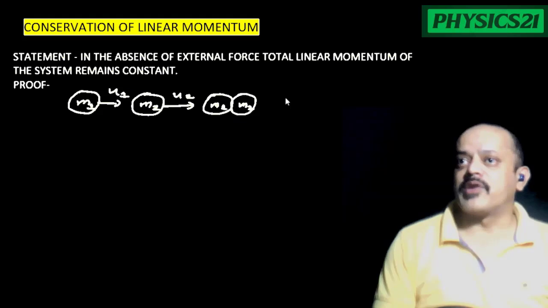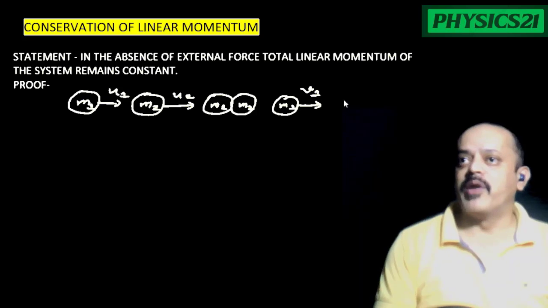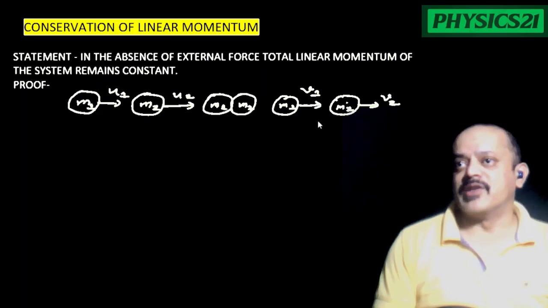So after the interaction between them, their velocities are v1 for m1 and v2 for m2. So these are the final velocities of the given two bodies.